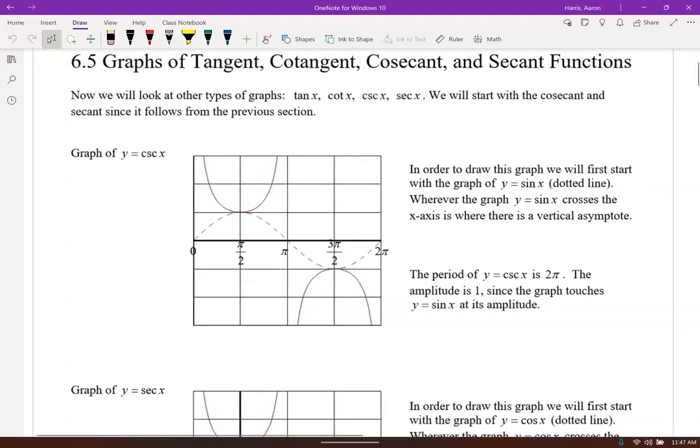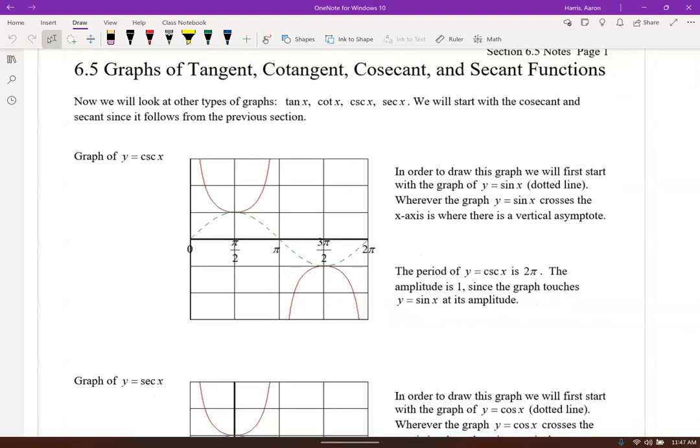All right, welcome back, you guys. We're going to take a look at graphs of the other trig functions. So tangent, cotangent, cosecant, secant.